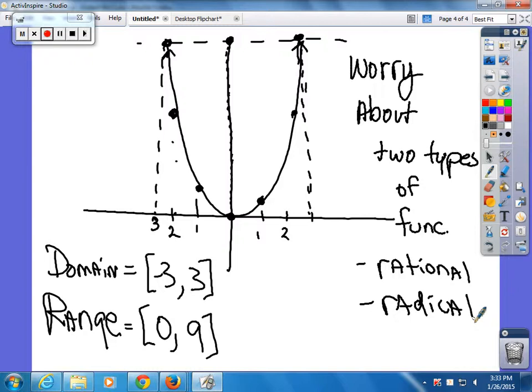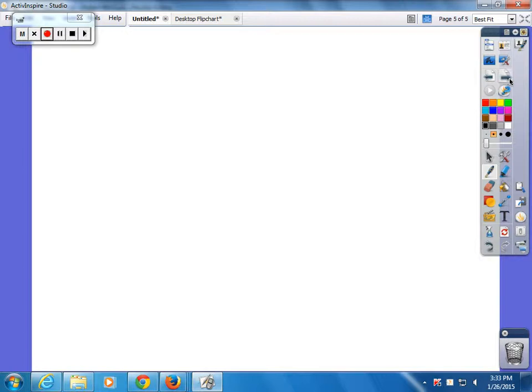Somebody help me out. Why? Such a disappointment. What's a rational function? Well, that's what that is. Somebody tell me what rational means. Rational means ratio, or a ratio. What's a ratio? It's a fraction. There you go. You're on the ball, man.